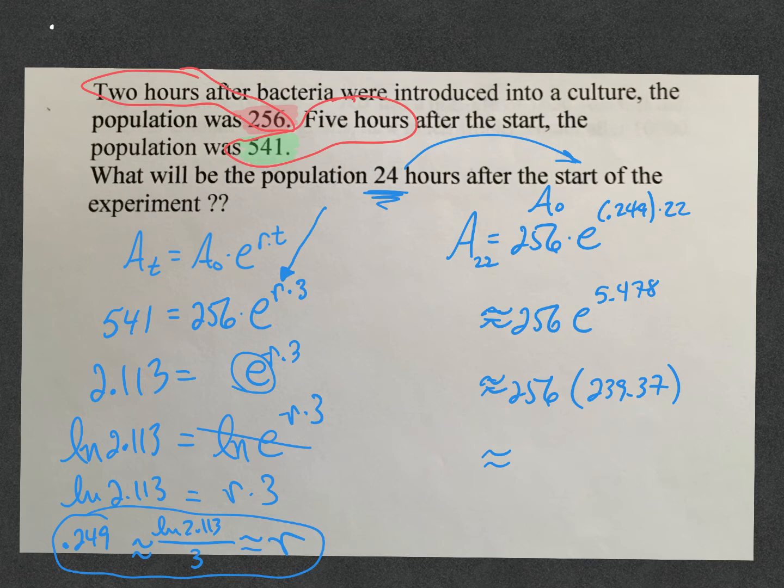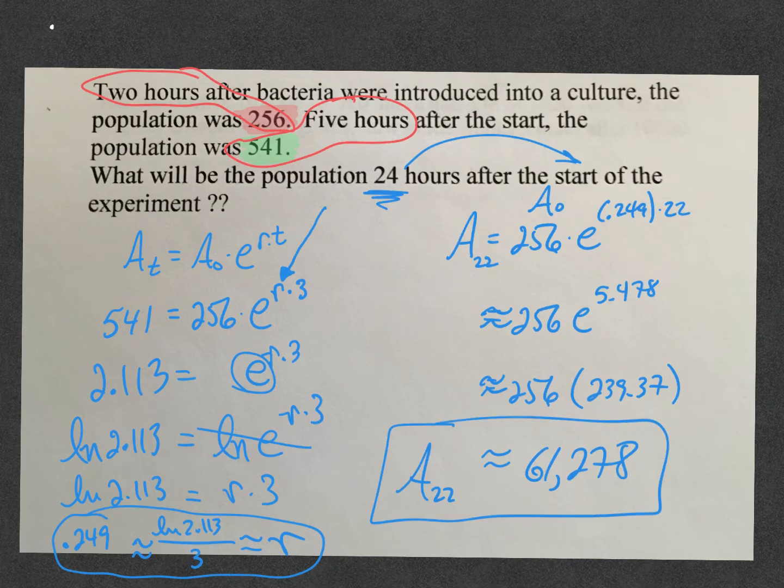So we'll call it 61,278. So 22 hours after the first count, 24 hours in total, the number of bacteria in this culture then would be 61,278.